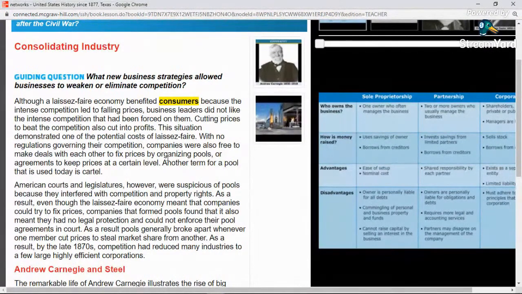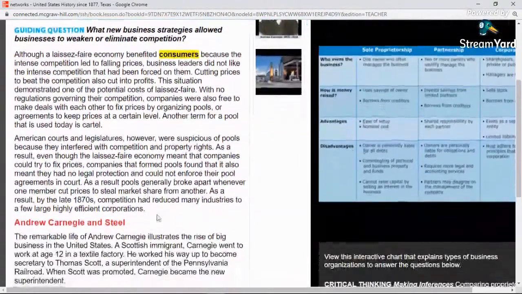The companies that formed pools found that it also had no legal protection. And they couldn't enforce the pool agreements in court. Okay? So as a result, pools generally broke apart whenever one member cut prices to steal market share from another.